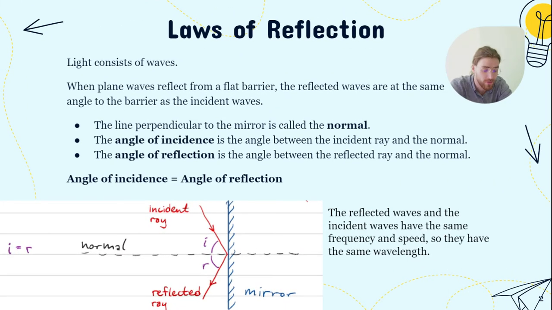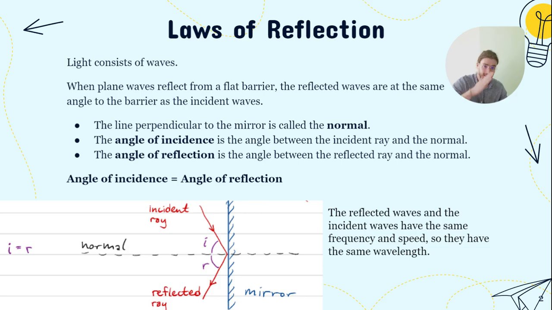So when we look at the law of reflection, basically what this is saying is light consists of waves, specifically these electromagnetic waves that we spoke about in the last lesson. So when they hit a flat barrier, they are going to be reflected at the same angle to the barrier as the incident wave is to the barrier. So what does that mean exactly?